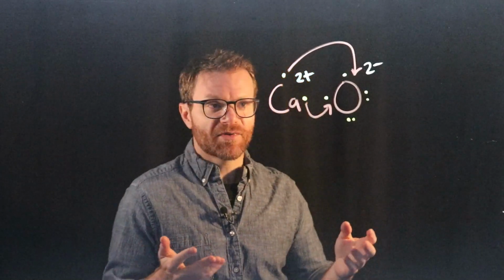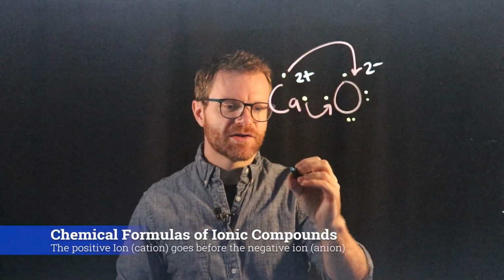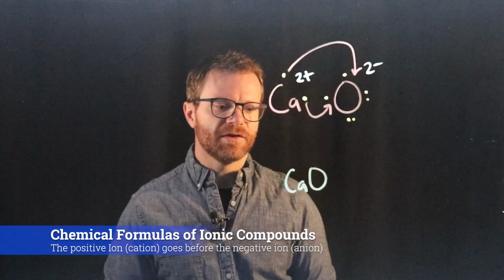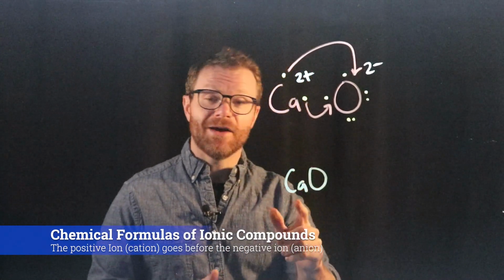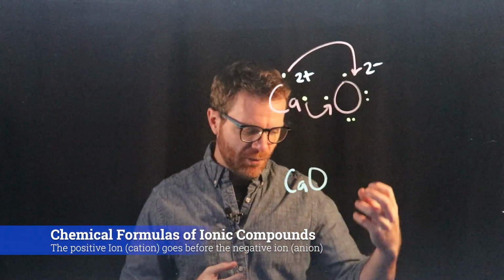So this was a really easy problem. The chemical formula of this guy is just, we put the positively charged thing first, that's the calcium, typically the metal, and then the negatively charged thing second. Call this calcium oxide. That was a really easy example. You just need 1 calcium and 1 oxygen.